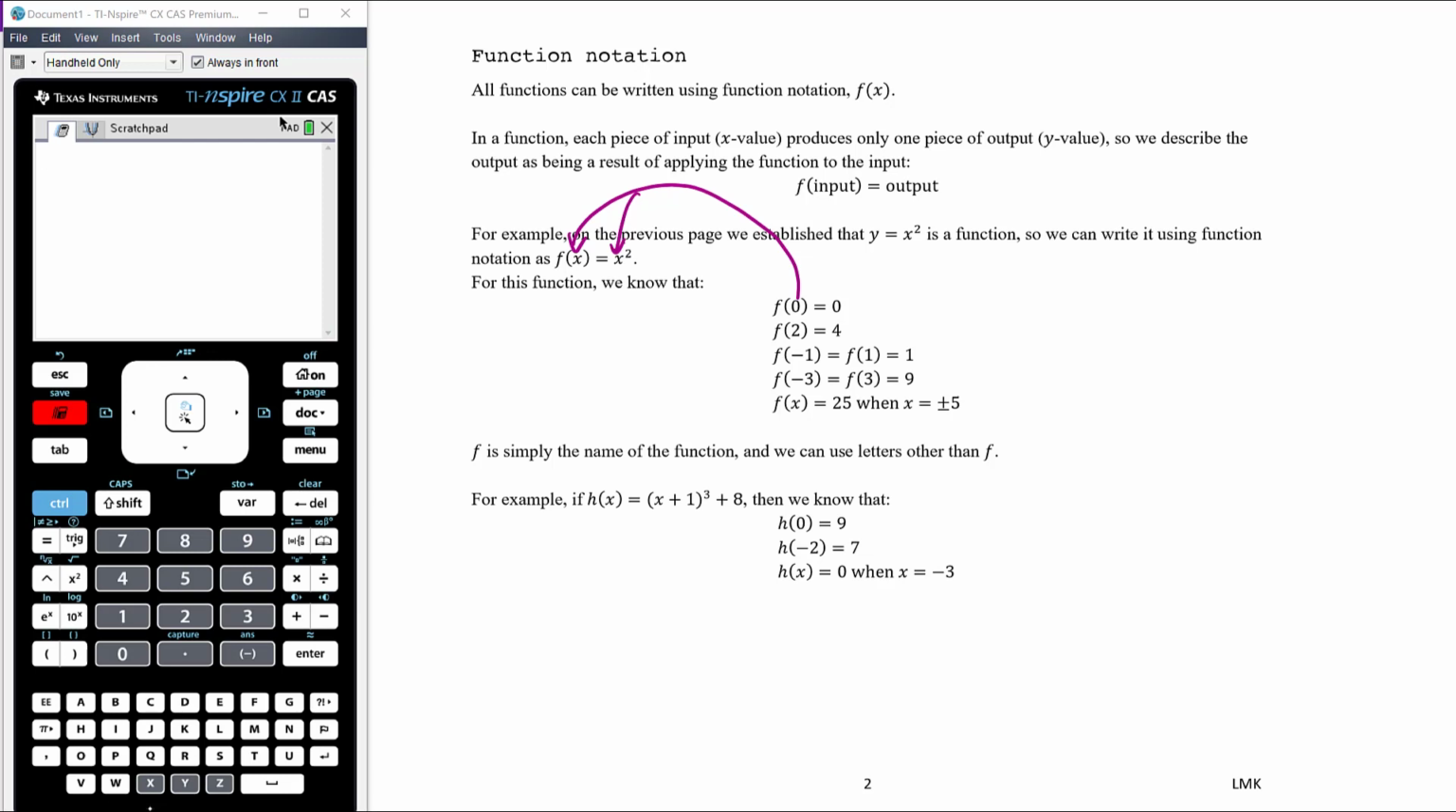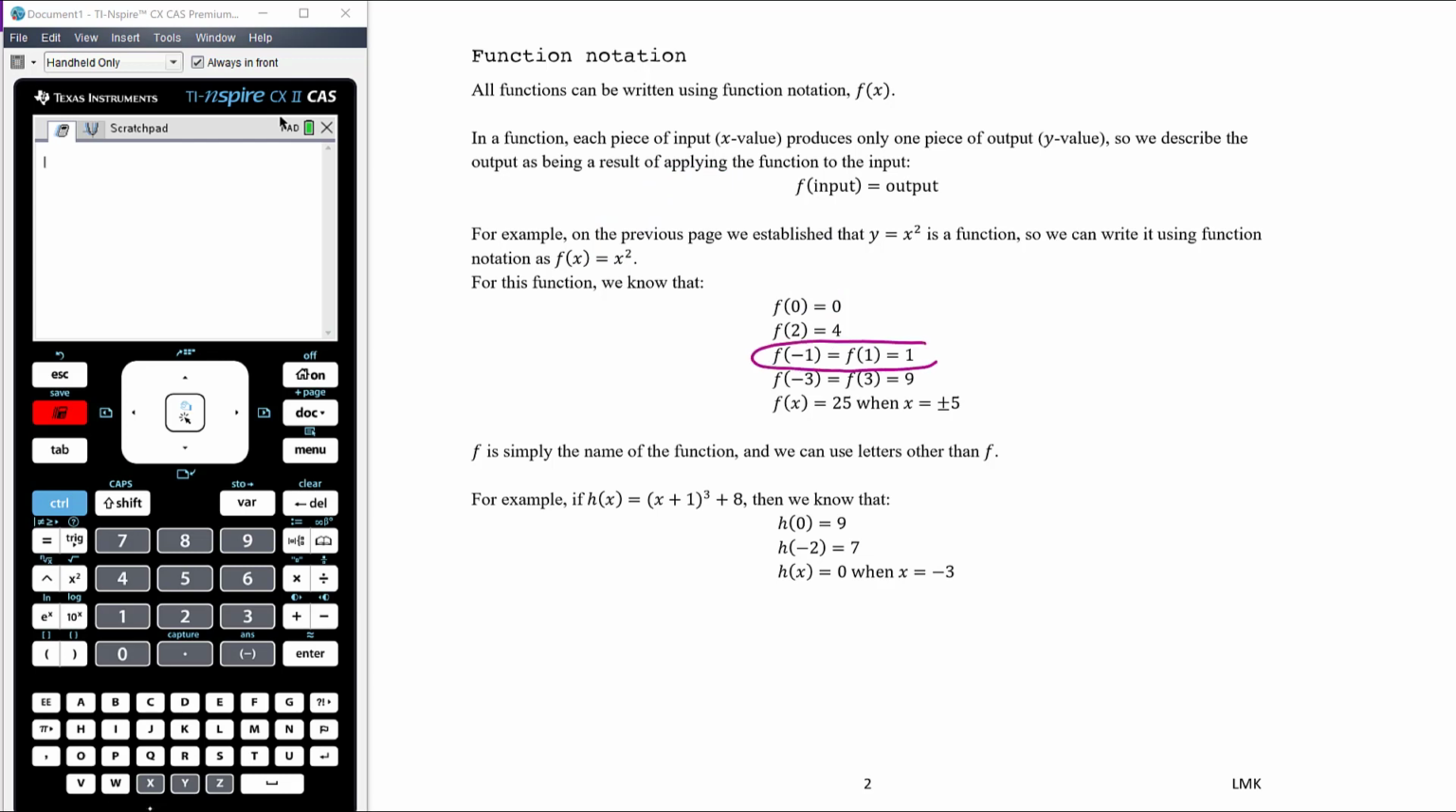Okay. The second one, f of 2, means we're making the input 2. So we're substituting 2 in place of x. It becomes the input. So if the input is 2, for this particular function f, the output is 2 squared, which is 4. Okay. Here we see that f of negative 1 equals f of 1, which equals 1.